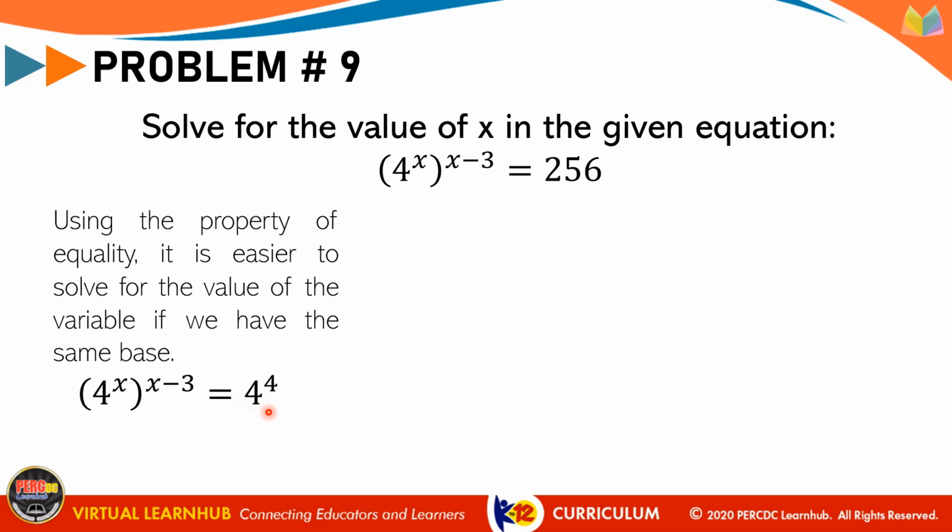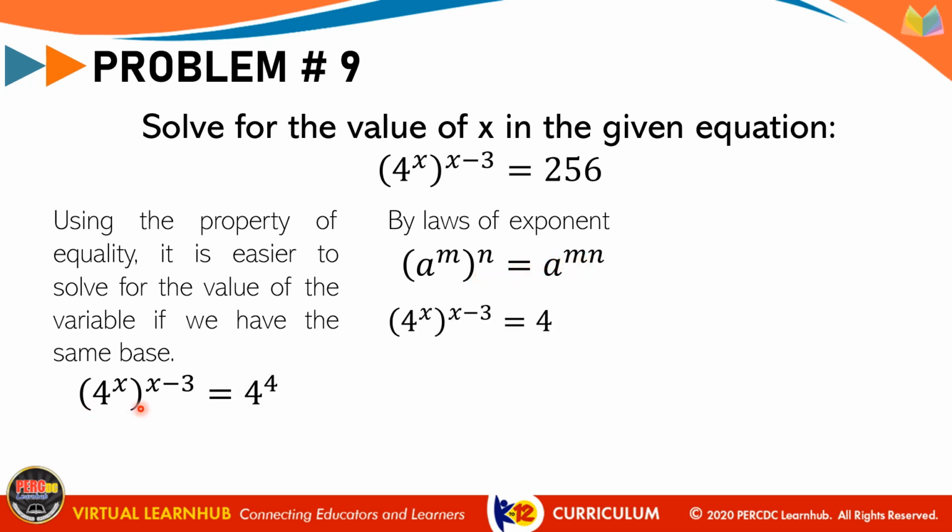Now that we have the same base, we can perform the property of equality. But first, by the law of exponents, we have a raised to m raised to n is equal to a raised to mn. So from here, if we have 4 raised to x minus 3, we will multiply the two exponents. Therefore, we will have 4 raised to x squared minus 3x. Now, from there, we will have 4 raised to x squared minus 3x is equal to 4 raised to 4.